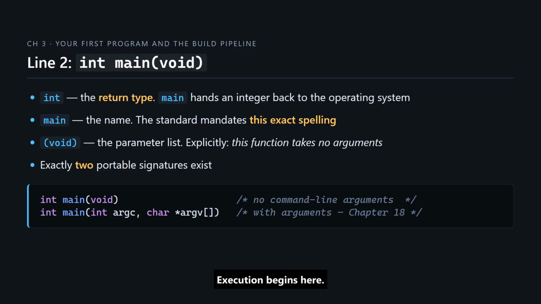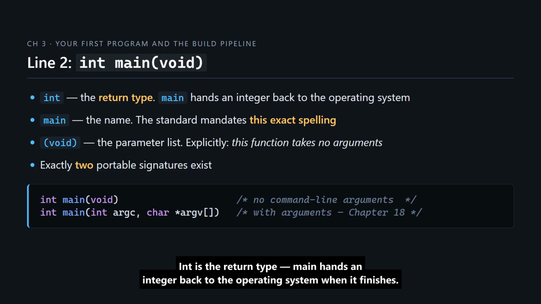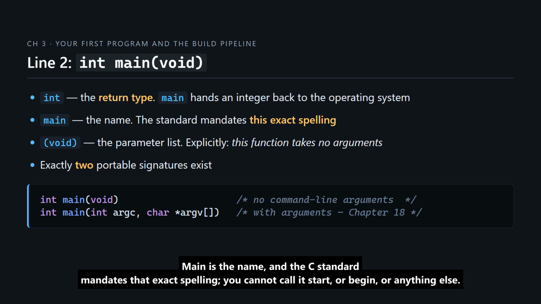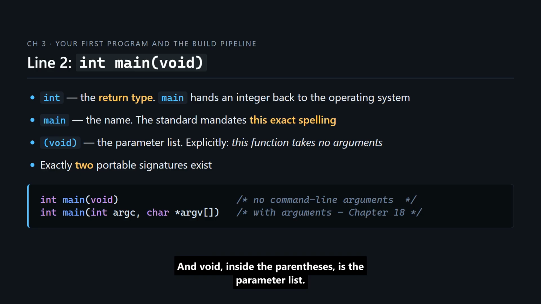Line 2. Execution begins here. int is the return type. main hands an integer back to the operating system when it finishes. main is the name, and the C standard mandates that exact spelling. You cannot call it start, or begin, or anything else. And void, inside the parentheses, is the parameter list. It says explicitly, this function takes no arguments.